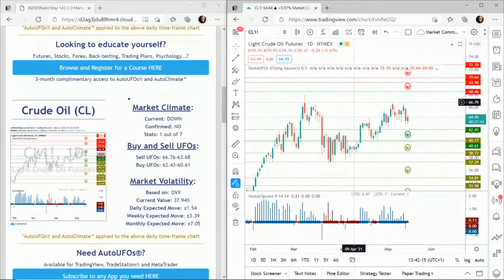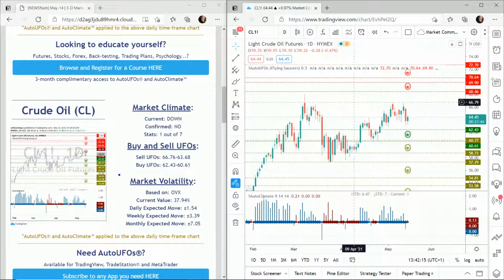Now, looking at oil, coming back to this, we have an unconfirmed climate. It's a thin dot, which means not enough probabilities up or down, do nothing. Change time frame, change markets. There's enough opportunities that we don't need to be placing trades that do not have probabilities one way or the other. In terms of buy and sell UFOs, we have buy orders just here that we're a little bit closer to, at 62.43 to 60.61, and sell orders up here, 69.90 to 68.46.